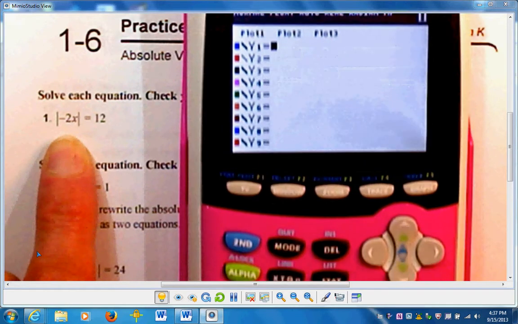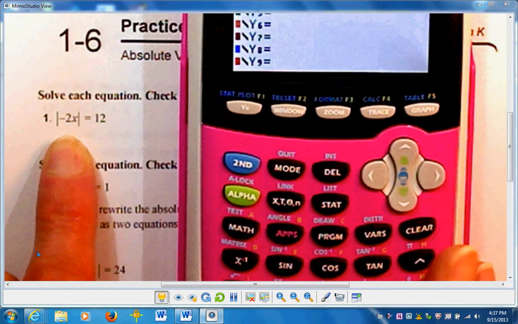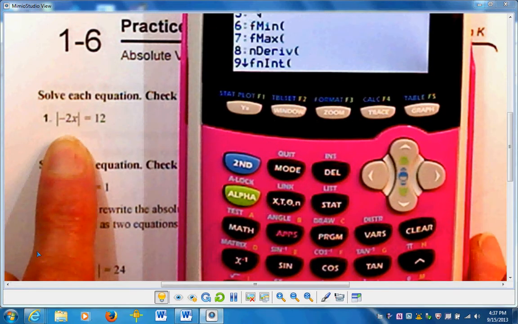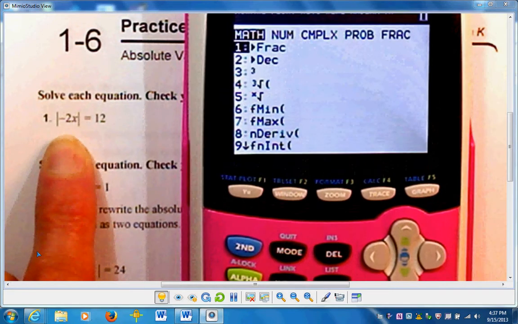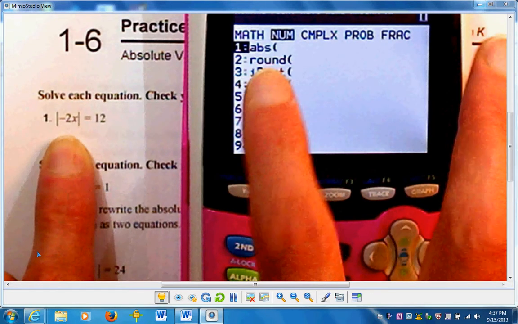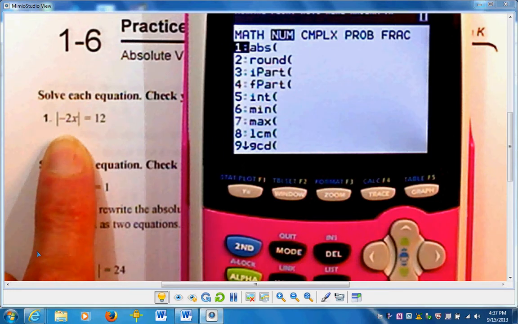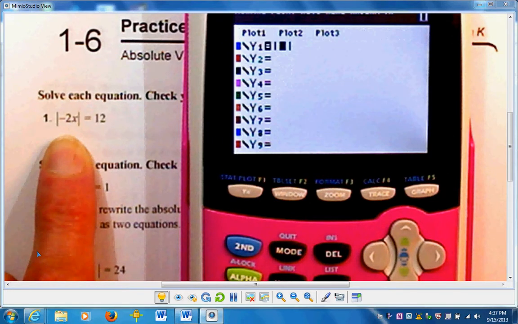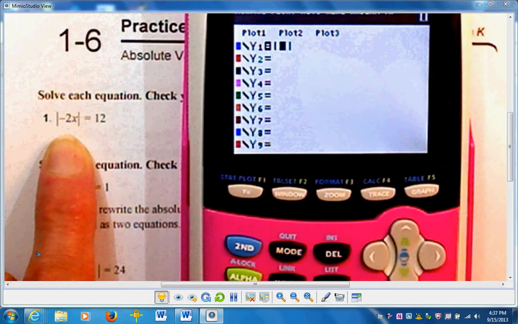The place where you find absolute value is if you push math, you will notice you get this screen. Scroll over to number and you will see absolute value right there in number 1. So you can push 1 or you can push enter, it doesn't matter. If you have an older calculator, instead of getting the nice straight absolute value bars on both sides, you'll get ABS with the parentheses. Doesn't really matter, it's the same thing.